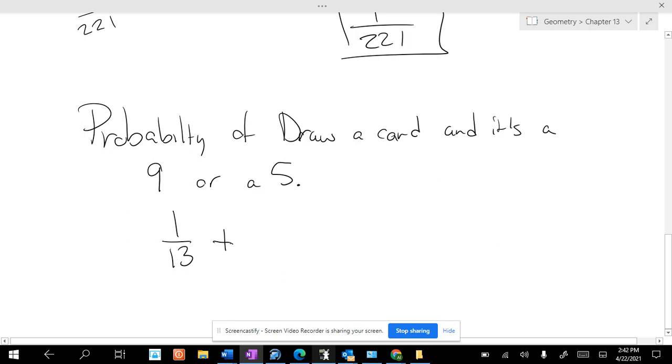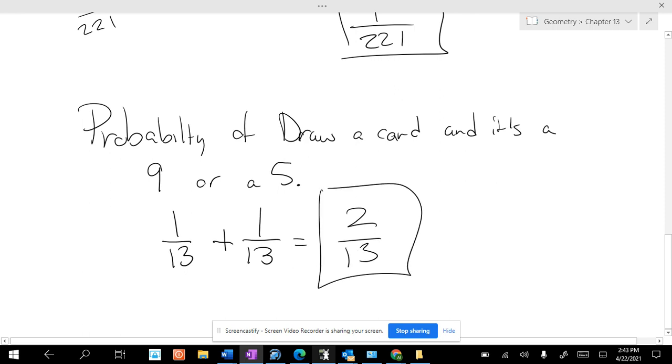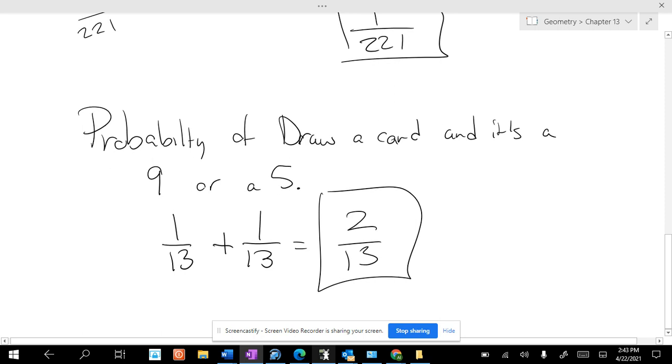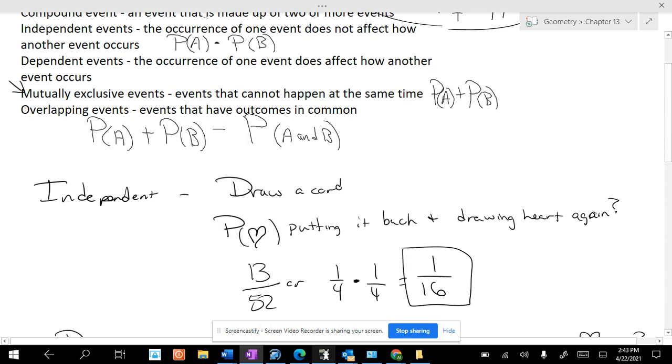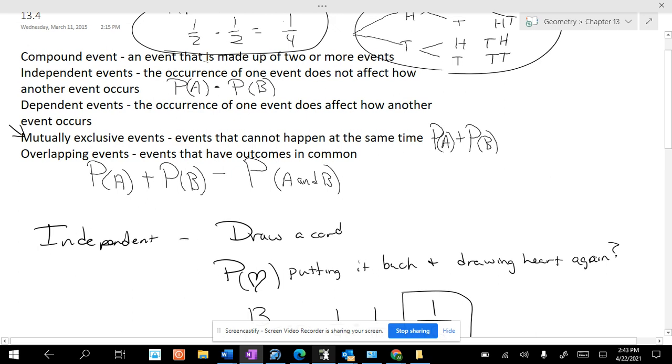Or means we add them. Probability of drawing a 5 is a 1 out of 13 chance. Okay, because there's 4 out of the 52. If we add them up, we got a 2 out of 13 chance of drawing either a 9 or a 5 out of a deck of cards. Okay, a 2 out of 13 chance. Those are mutually exclusive, things that cannot happen at the same time. You'll see the word or in there, and so you add them.